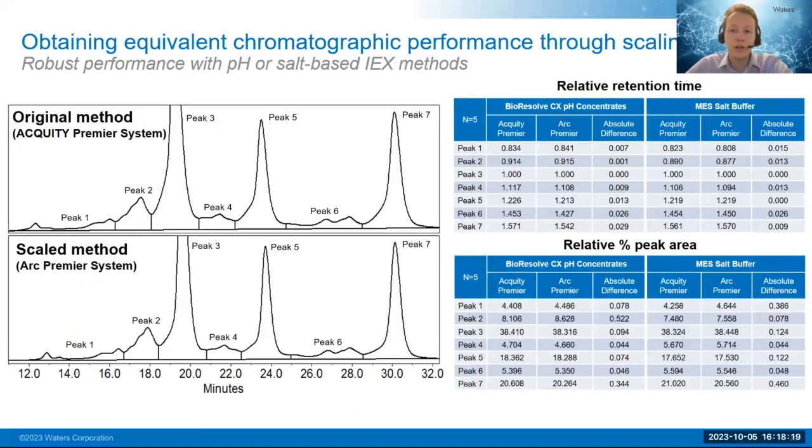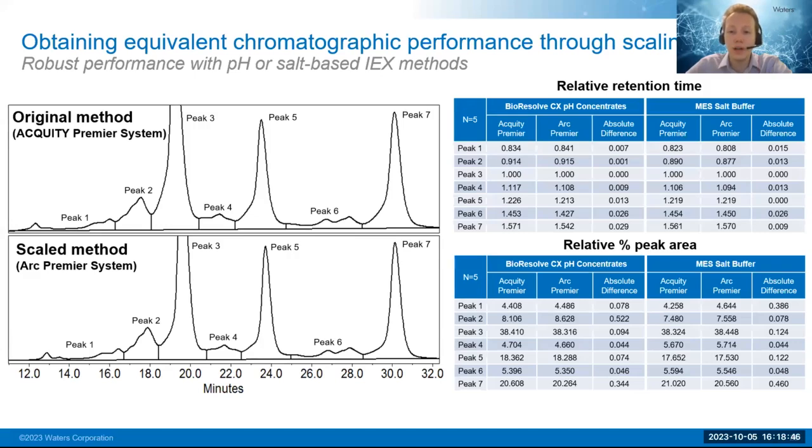When we account for all variables, we can preserve the chromatographic performance in terms of both selectivity and peak area without the need for further optimization. This is shown in this slide where we compared the relative retention time and peak area percent between the original and scaled method for 7 peaks throughout the charge variant profile.